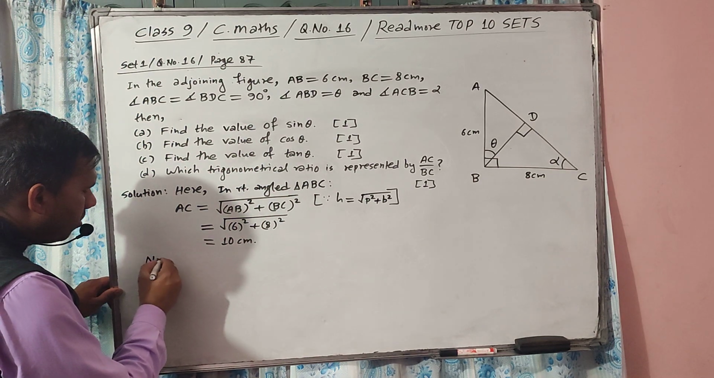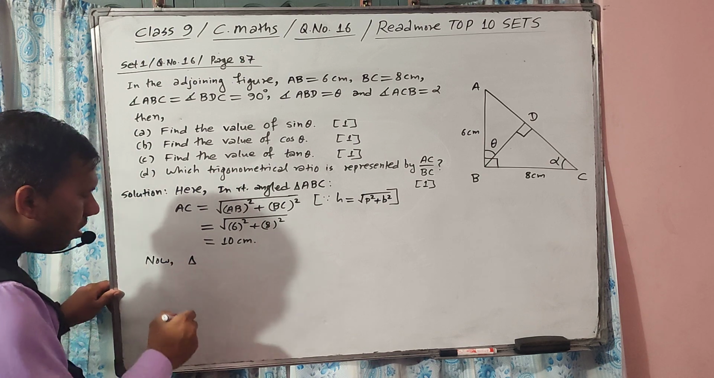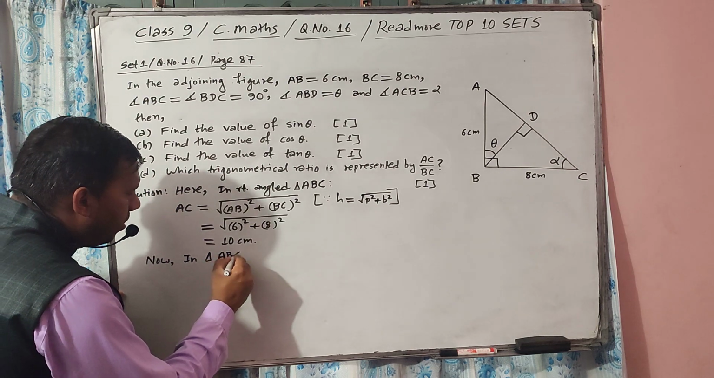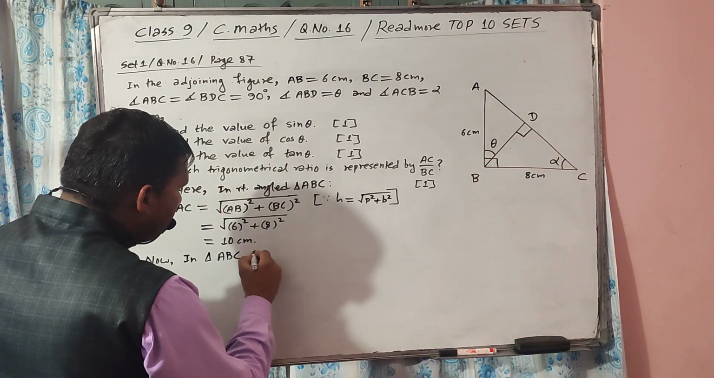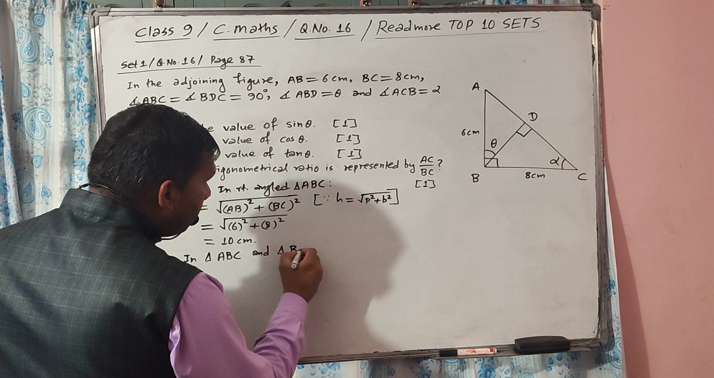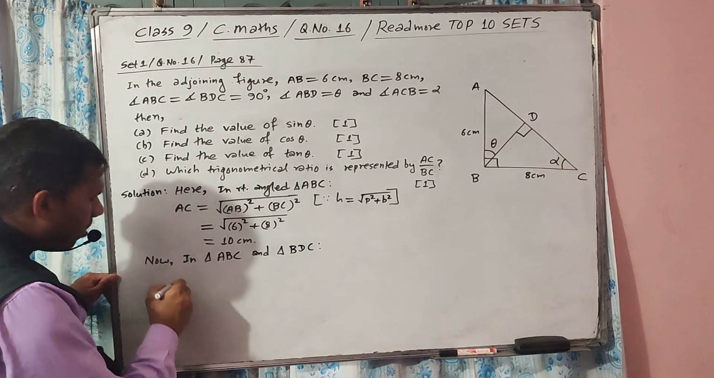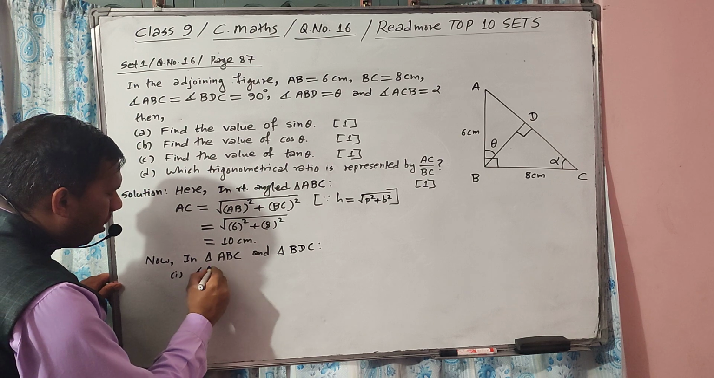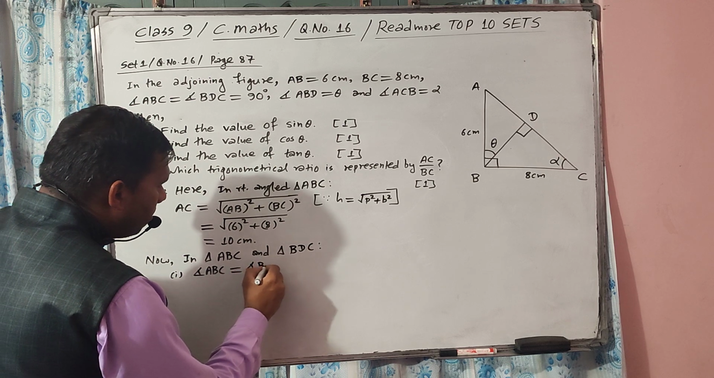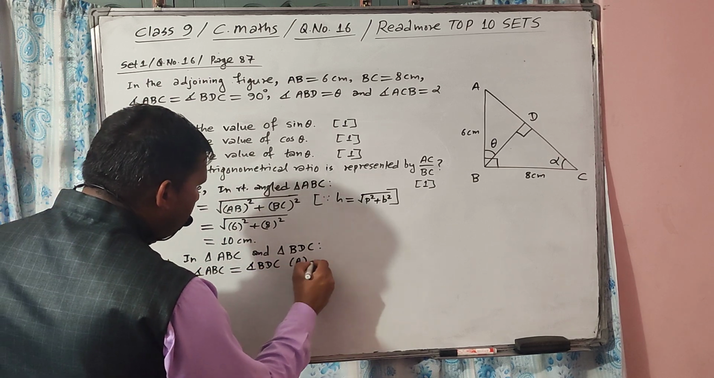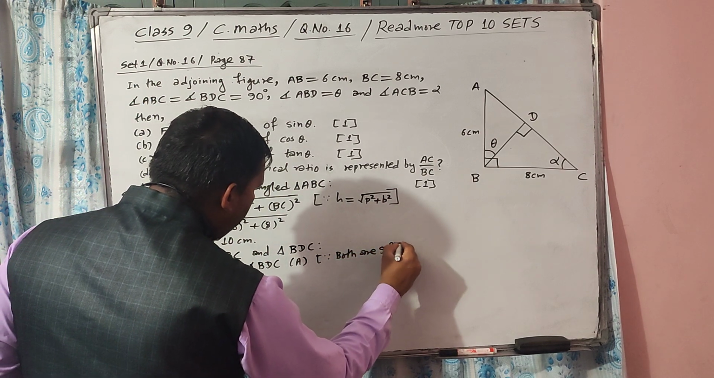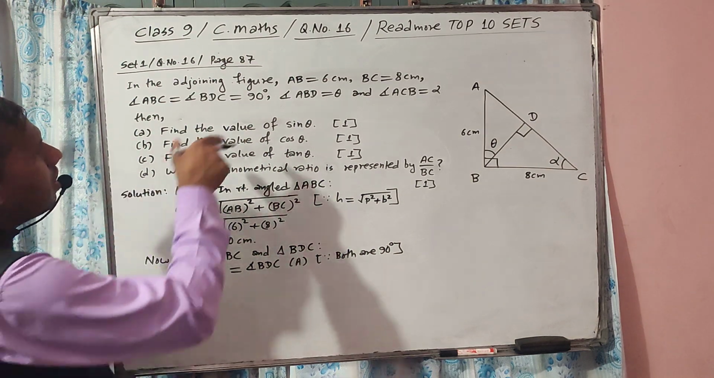Now, in triangle ABC and triangle BDC, number 1, angle ABC equals angle BDC, that is a pair of angles, because both are 90 degrees. By given, both are 90 degrees, ABC and BDC.